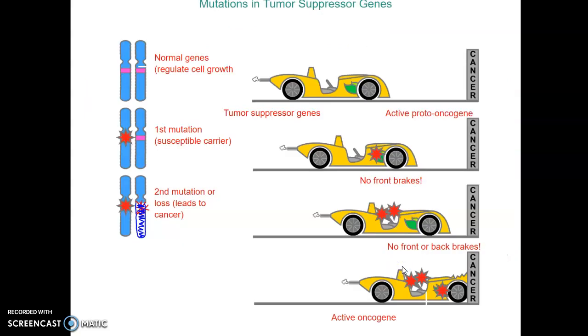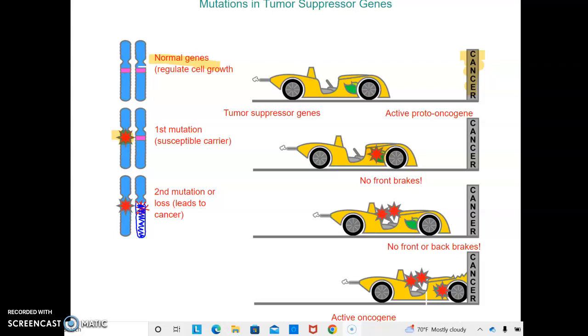Now, I want you to think of tumor suppressor genes and proto-oncogenes like a car. When you have two normal genes at the very top right here, we have tumor suppressor genes and proto-oncogenes, so we have a braking system and a gas system. We avoid the cancer here because everything is working perfectly. Now, when we have one mutation, it's like losing the front brakes on the car, but a car also has back brakes, so we can still stop the car.